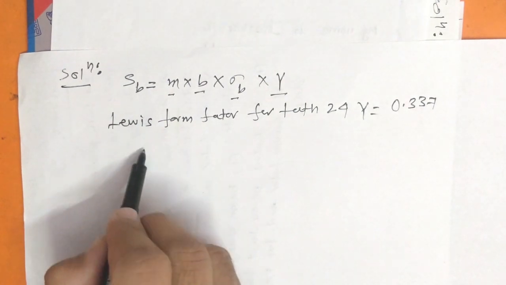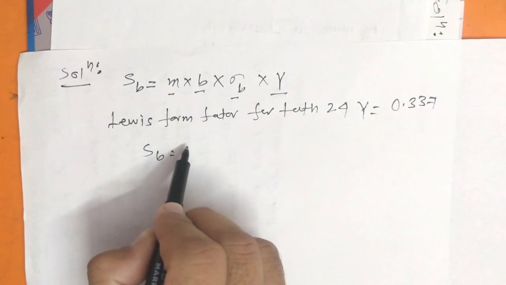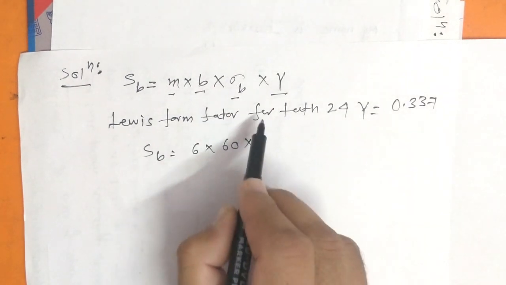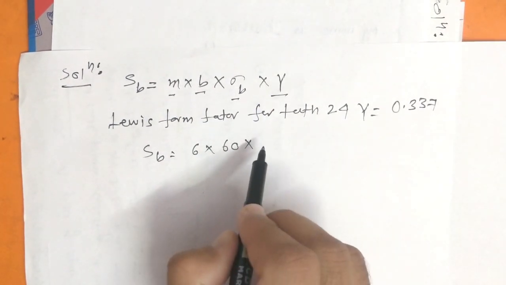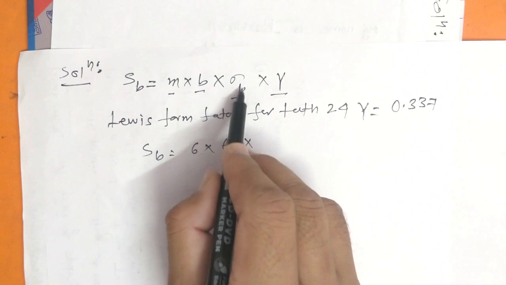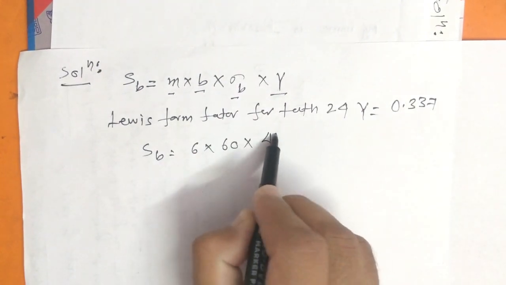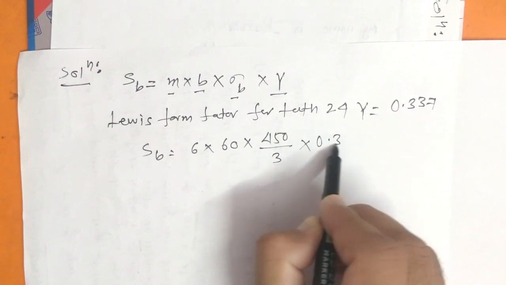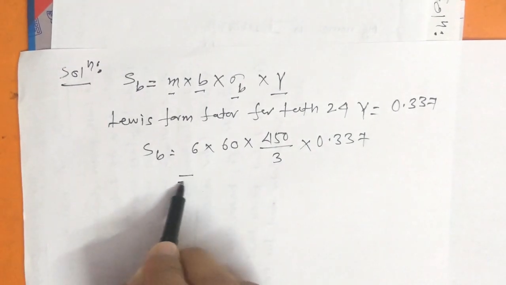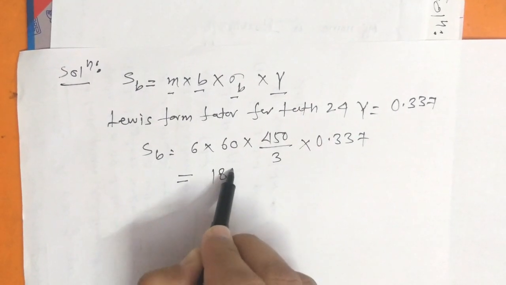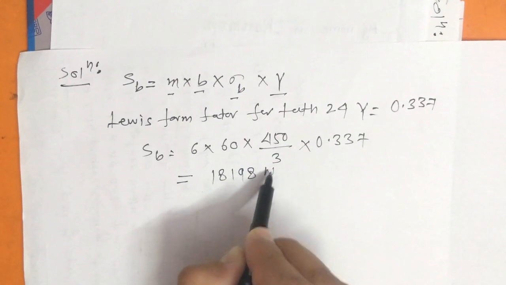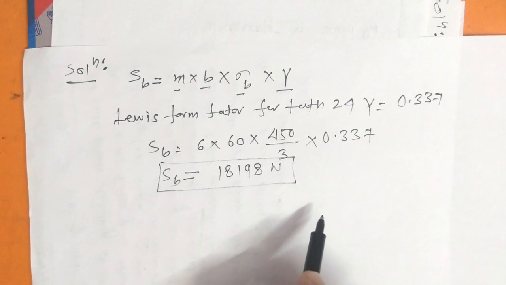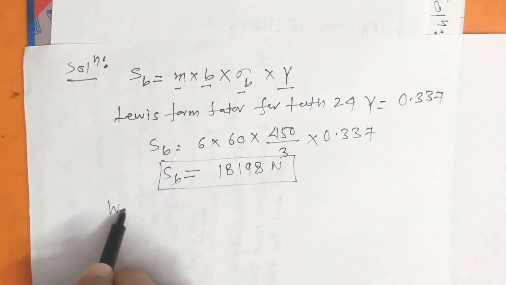So on putting values, SB is, module is given as 6, face width is 60, and ultimate tensile strength is given as 450. So sigma b is 1/3 of 450. So see, this is 450 divided by 3 and 0.337. So this is 18,198 Newton.